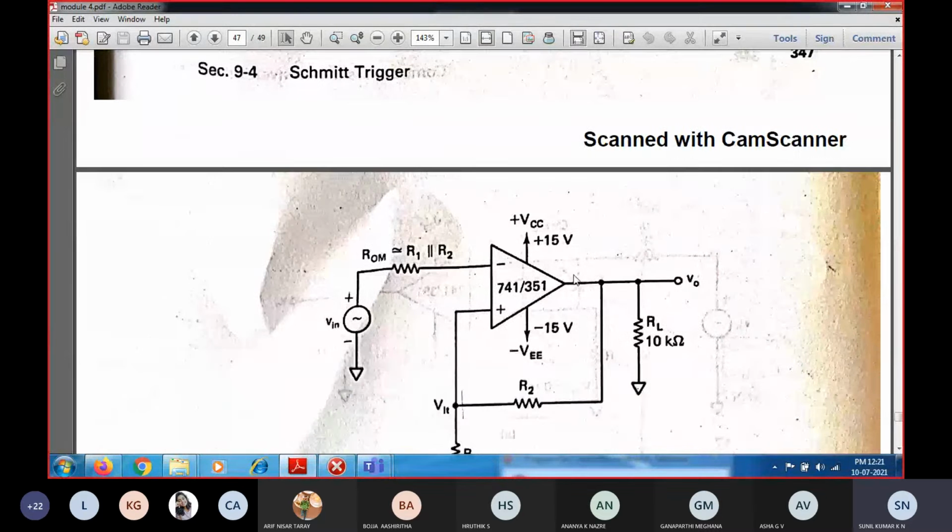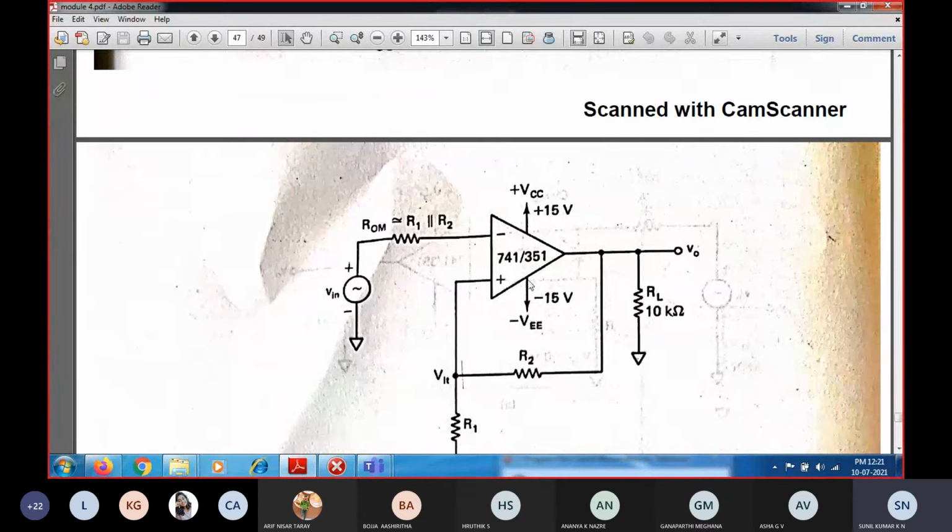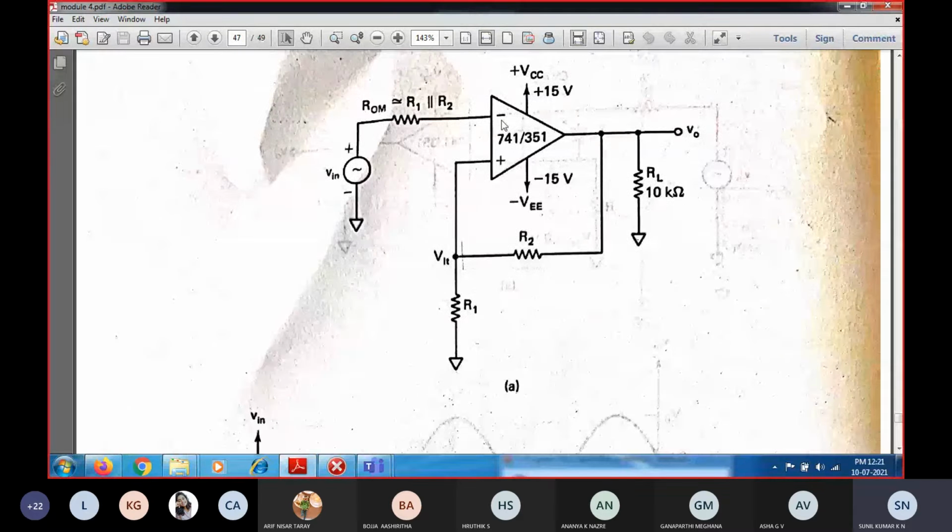Comparator means you should remember, it is going to compare the voltages at the inverting as well as the non-inverting terminal. Based upon that, it is an inverting comparator circuit. Since the input is applied to the inverting terminal, whenever the inverting input is greater than the non-inverting terminal, the output will be in negative saturation.